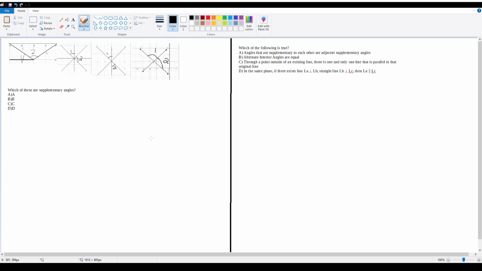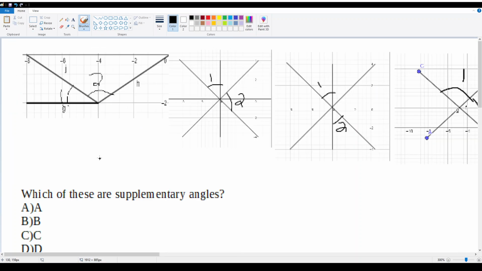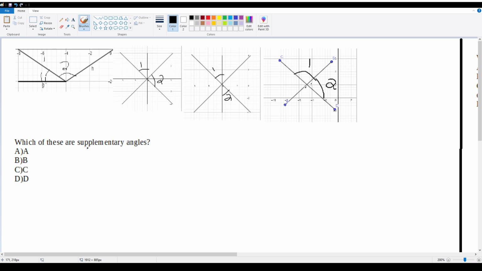They are just based off angle facts, and let's get right in. So as we zoom into the first question, which of these are supplementary angles? A, B, C, or D? Now, remember, supplementary specifically is two angles that add up to 180 degrees.